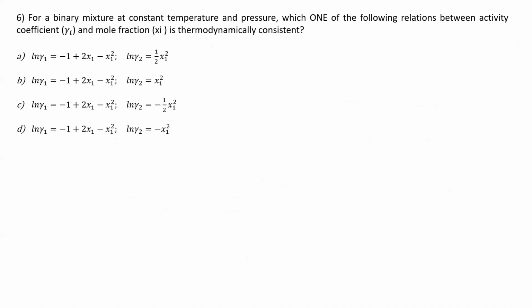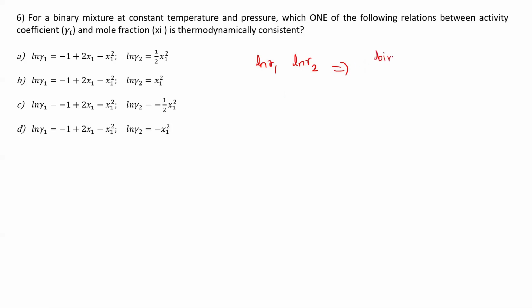Okay, there is one more question. For a binary mixture at constant temperature and pressure, which one of the following relations between activity coefficient and mole fraction Xi is thermodynamically consistent? Thermodynamically consistent, we have ln gamma 1 and ln gamma 2, so the consistent relation should be between these only.